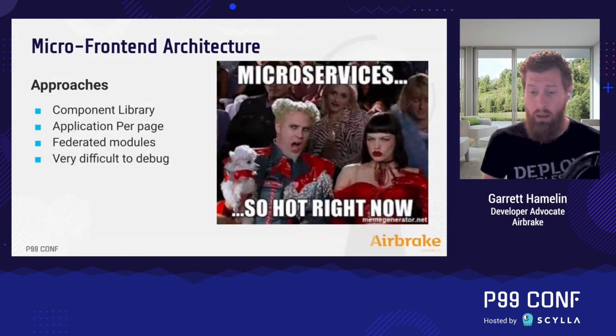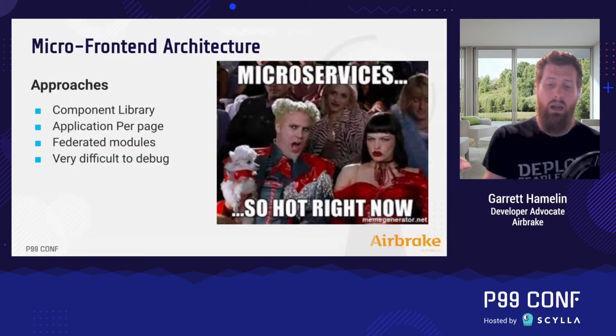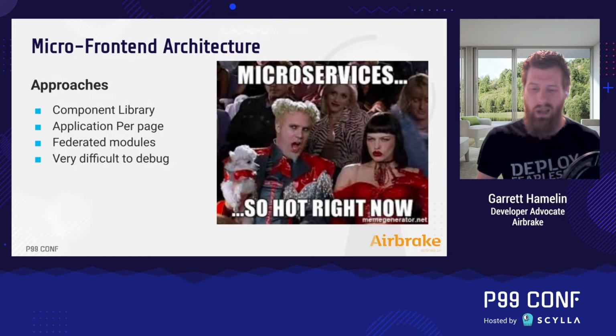You cannot run a modern application without error monitoring. So we're going to talk about 3 different approaches you can go through. The first one is this component library. The second one is what I call application per page. I'm sure there's a better name for it. I'm just, like all developers, terrible at naming things. The last one is federated modules. We're going to talk about this debugging section here.